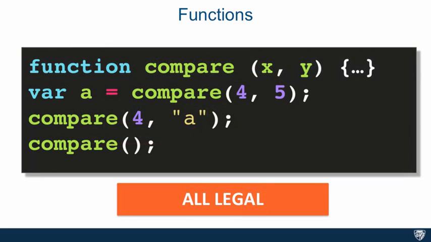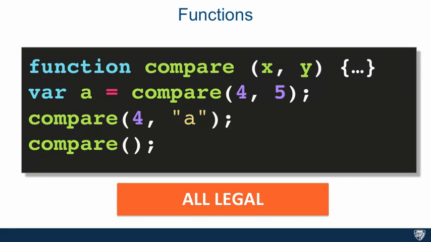Now, the way you pass the arguments to the JavaScript function is also kind of unique. So in the first line of this example here, we have the function compare that we saw in the previous slide, and it's defined here with arguments x and y. In the second line, we're executing or invoking function compare and passing to it two arguments, 4 and 5. Now, the result of the execution of that function is then stored in the variable a. On the third line, you notice that we're still executing the compare function, but we're not storing the result anywhere.